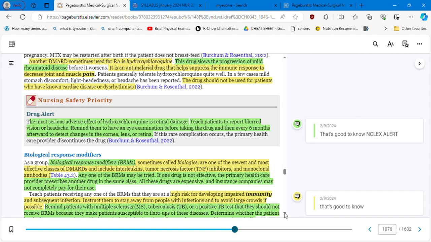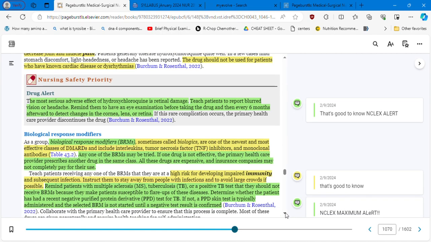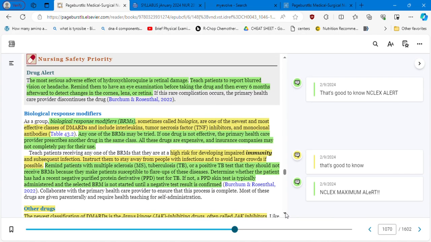You have two things you need to remember with hydroxychloroquine: cardiac disease, patients with cardiac disease history or dysrhythmias, and also those who are having, I would say, eye issues, right? Teach patients to report blurred vision or headache. Remind them to have an eye examination before taking the drug, and then every 6 months afterward to detect changes in the cornea, lens, or retina. That's good to know. NCLEX alert.